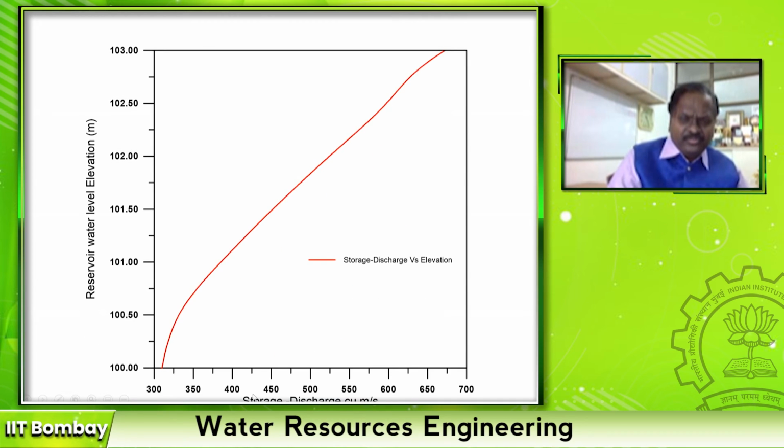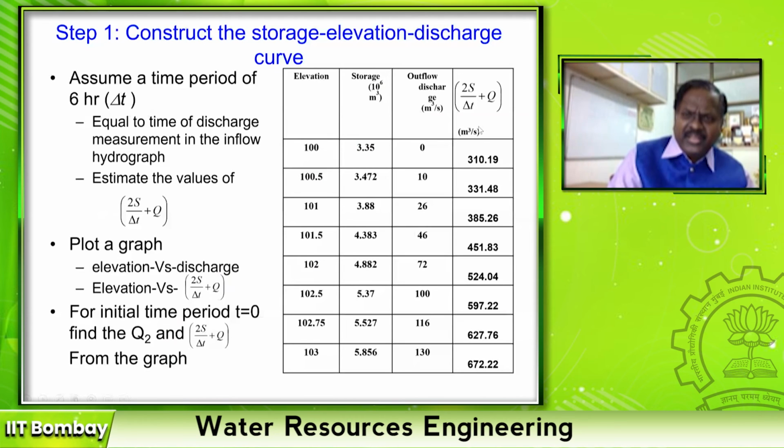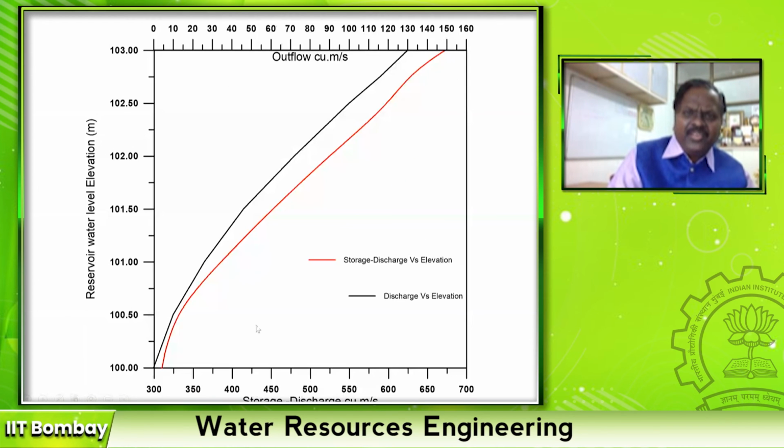I have drawn the storage discharge versus reservoir elevation, 2S by delta T plus Q, by elevation. In the same graph, I have drawn the outflow also. See, outflow is in the X2 axis, storage discharge in the X1 axis, and reservoir elevation in the Y axis. Now, what is the initial condition? When time is equal to 0, the reservoir water level is 100.6.